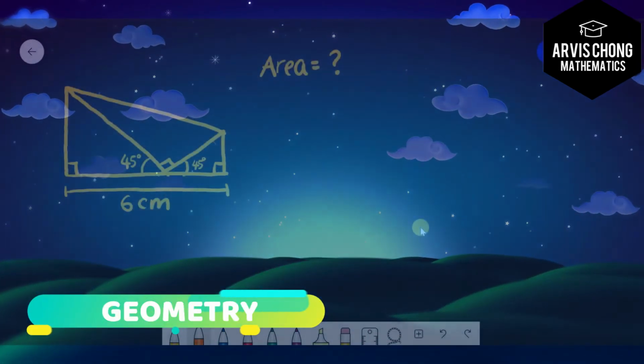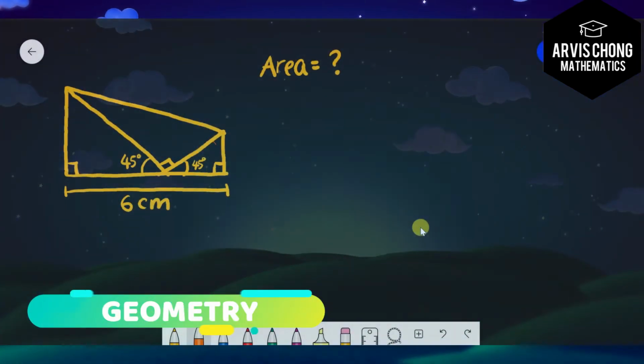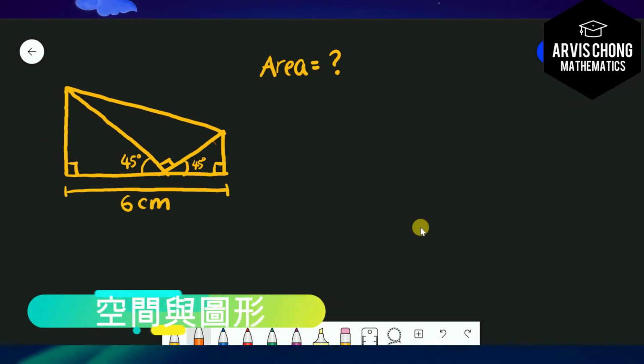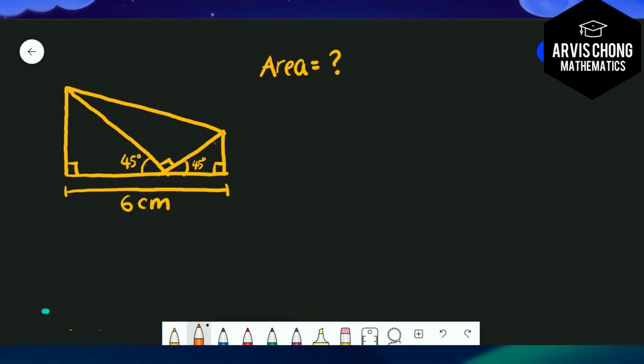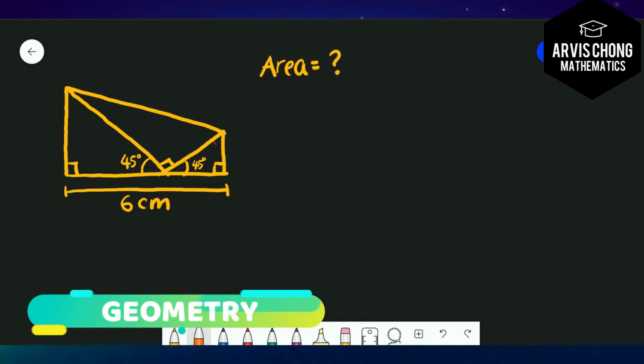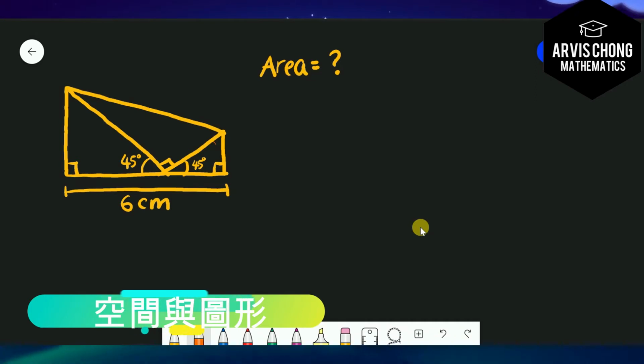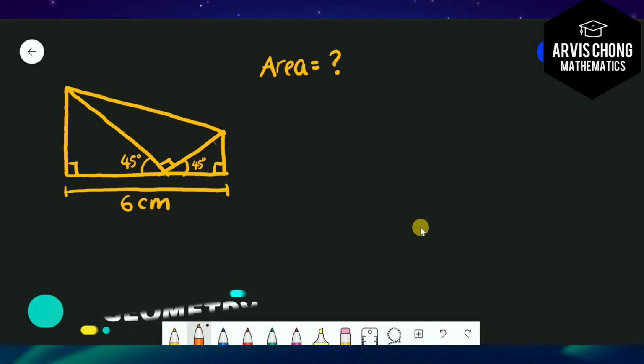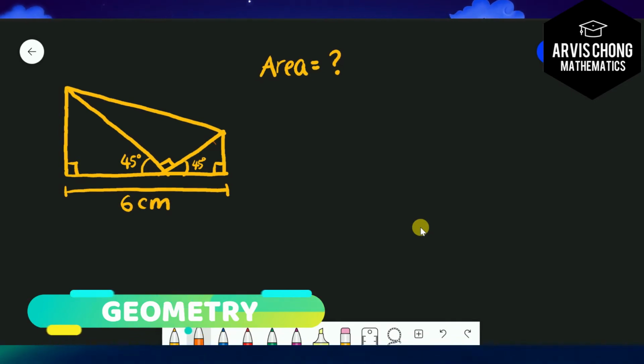This is the first question of the geometry topic. The question asks us to find the area of this shape. I believe most students, when they get this kind of question, will think this way: to find the area of this shape, they will find the area of the three triangles and then add them up together to get the answer.